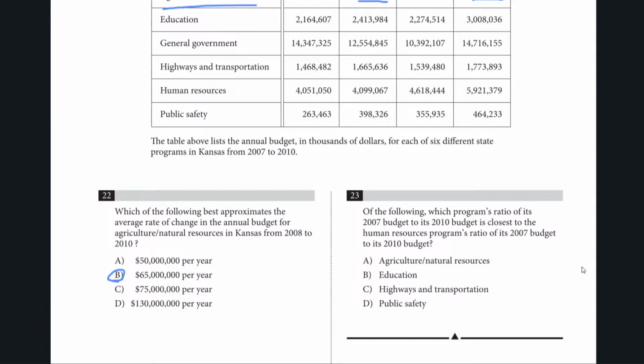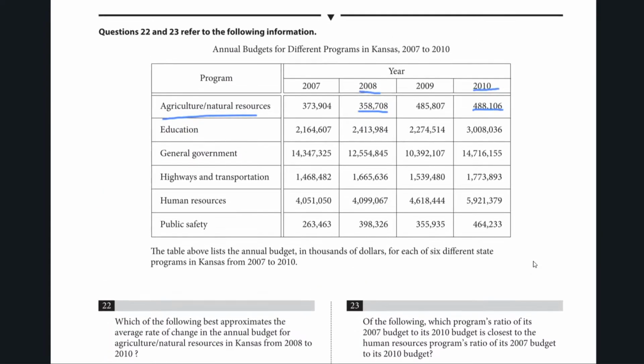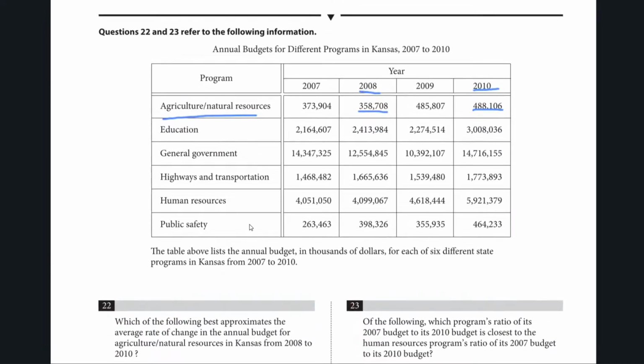Of the following, which program's ratio of its 2007 budget to its 2010 budget is closest to the human resources ratio from 2007 to 2010? So this is like a proportional increase and proportional decrease. So let's take a look. The human resources program ratio from 2007 to 2010.